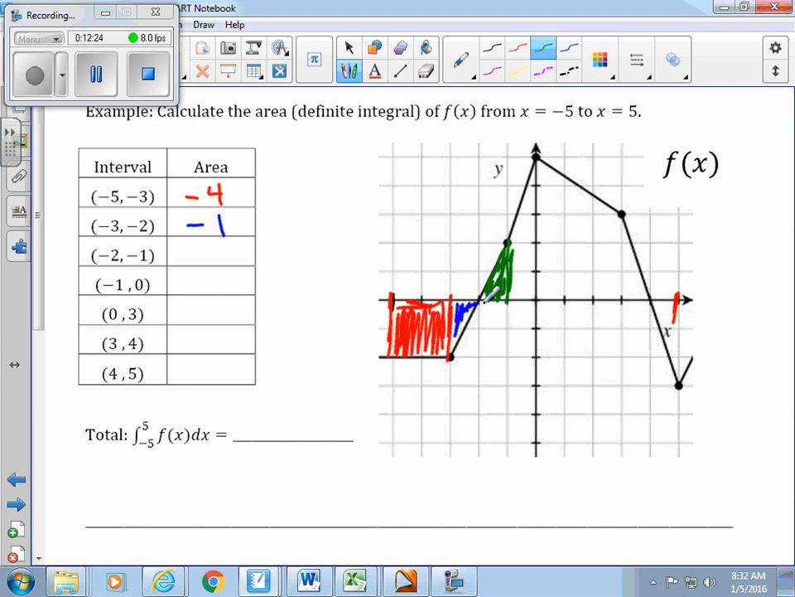To find the area from -2 to -1 makes a nice triangle. If you kept going, it makes a shape that I don't know how to find the area of. So they're just breaking this up into manageable pieces. This feels like some bad geometry project, doesn't it? Where we're just finding the area of a bunch of little shapes.